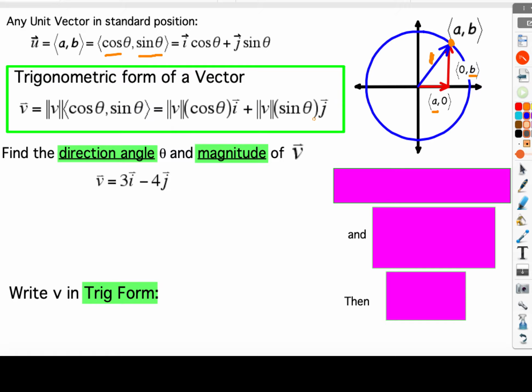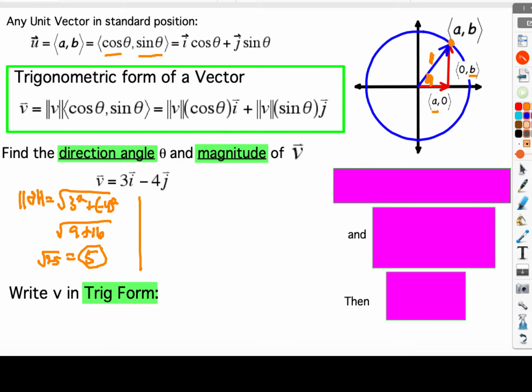So in that case, if I take a vector cosine, sine and I multiply by a magnitude for vector v, I should get a vector of the length that I want, but in the direction, theta, the direction angle that I want. Very simply here, we would call this angle theta. So find the direction angle and magnitude of v. Well, we know how to find the magnitude. The magnitude for vector v would be the square root of 3 squared plus negative 4 squared, or basically the square root of 9 plus 16, which is the square root of 25, so magnitude 5.